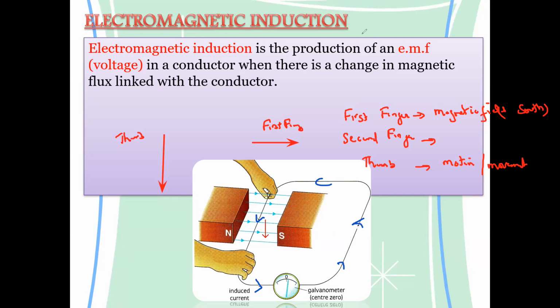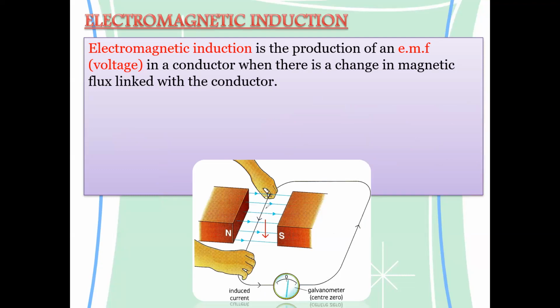But if we change the direction of the motion of the wire, like in the first case the wire was moving downward, now we are moving the wire upward. So if we change the direction of the motion, what will happen? If the wire is moving up, again the rule remains the same but only the directions will be different.